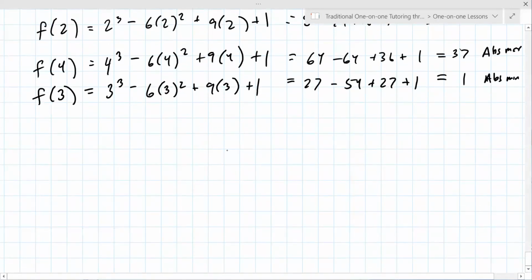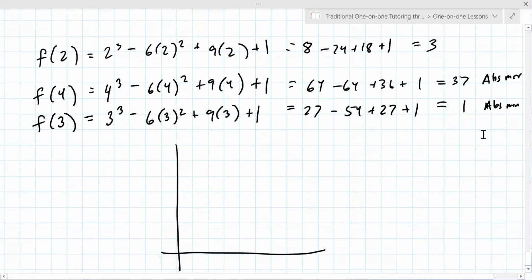So we're going to make a really very basic sketch here of what's going on. So it's 2, 3, 2, 3, 3, 1, and then 437. Okay. So the graph looks something like this. Now I drew a horizontal tangent there because at 3, that's one of the derivatives.